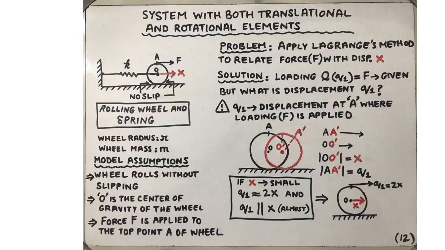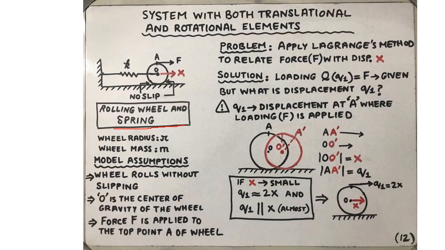Our last example is a familiar one, that of a rolling wheel and the spring. We wrote equations of motion for this system 2 lectures ago when we studied the general techniques for writing the equations of motion for the rotational mechanical system. However, we said then that that was actually an example of a system containing both translational and rotational elements. We are going to revisit this problem by trying to solve it with the help of another technique, that is the Lagrange's method.